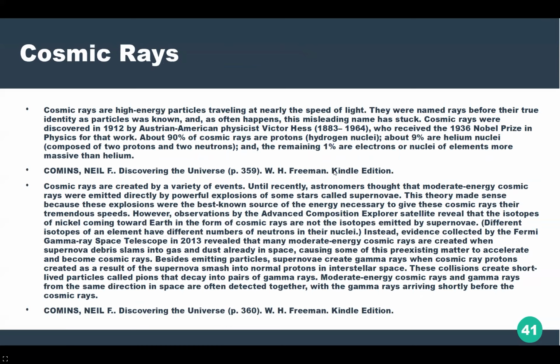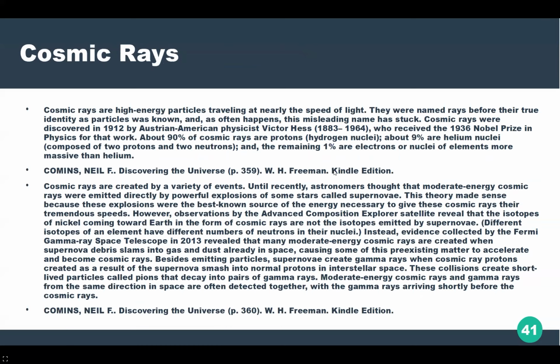This theory made sense because the explosions were the best known source of energy necessary to give these cosmic rays their tremendous speeds. However, observations by the Advanced Composition Explorer satellite revealed that the isotopes of nickel coming towards Earth in the form of cosmic rays are not the isotopes emitted by supernovae. Instead, evidence collected by the Fermi Gamma-ray Space Telescope in 2013 has revealed that many moderate energy cosmic rays are created when supernova debris slam into dust and gas already in space, causing some of this pre-existing matter to accelerate and become cosmic rays.